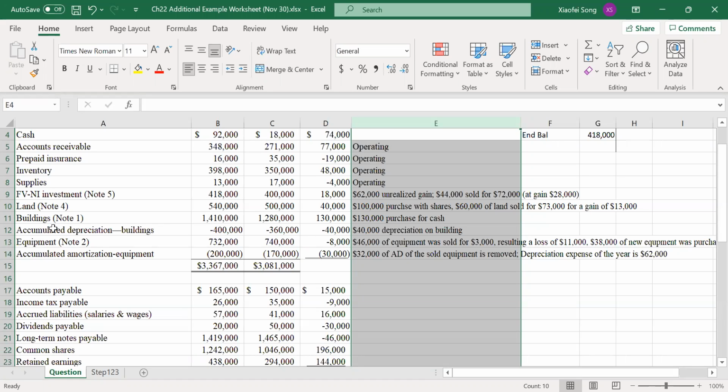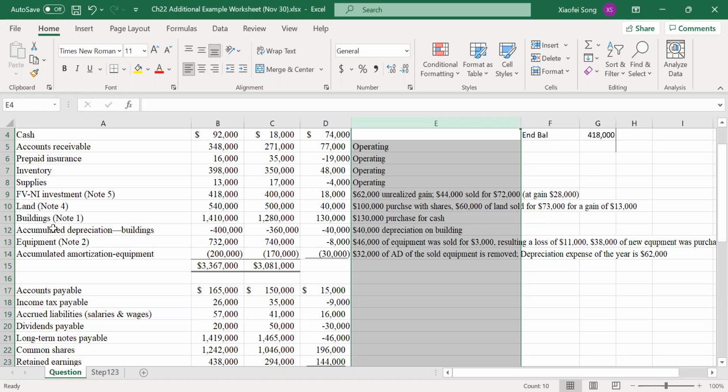And quite a few things happened in land, building, and equipment, but none of that is new. Cash paid to purchase it is an investing outflow. Cash received is an investing inflow. But in between, we need to remove the gains and losses from the operating part, because the cash flows are investing cash flows, right?